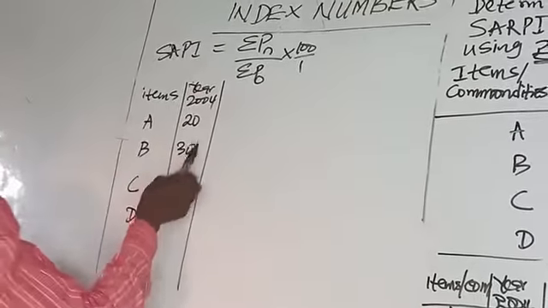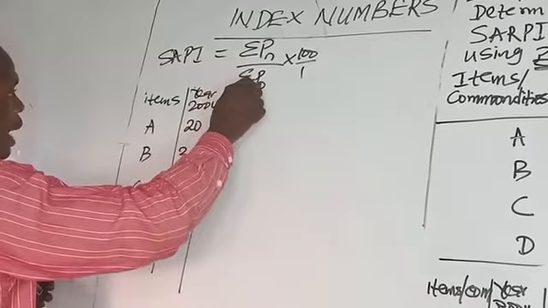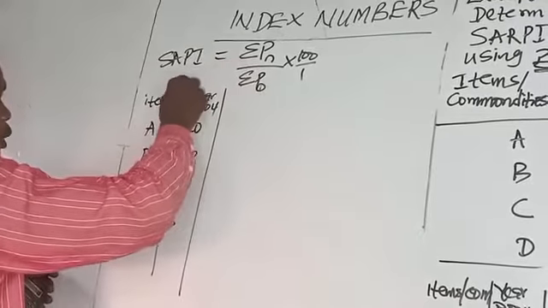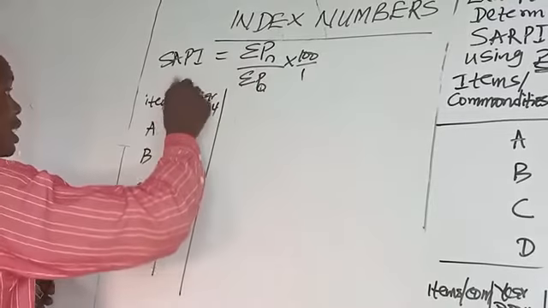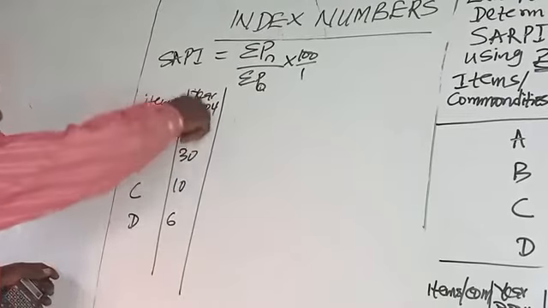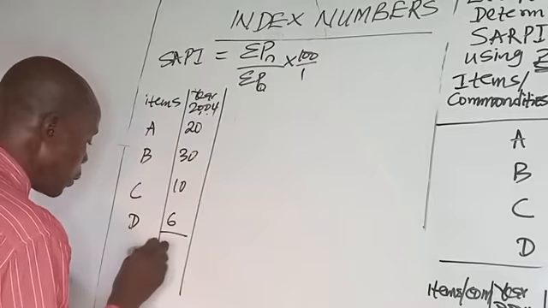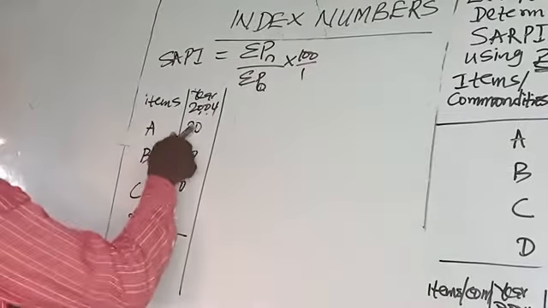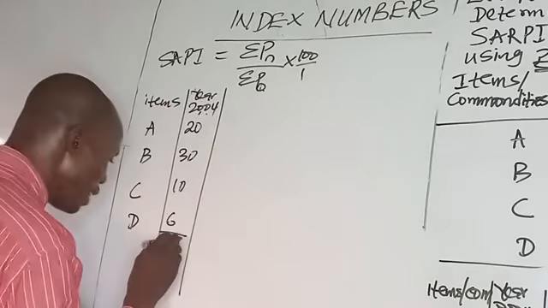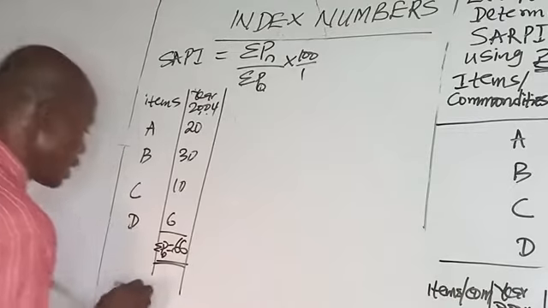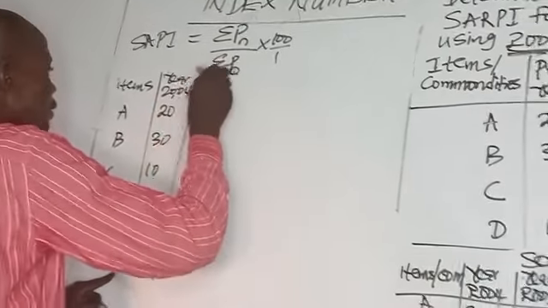That means from this information, to get our PO, we take the sum of the prices of 2004. Our PO is 2004, which is the base year. I've told you that your PO is the base year. So by the time you sum these up, you get the sum of PO. The sum of PO will be 20 plus 30, that is 50, plus 10, 60, plus 6. So we have 66. That's the sum of PO. Then the price for year 2005.